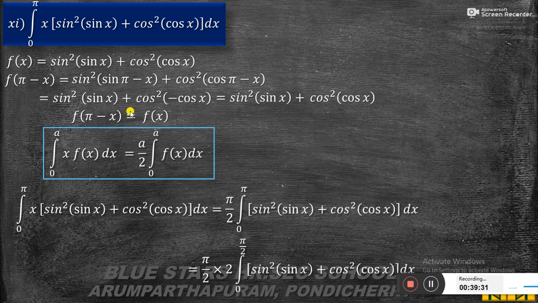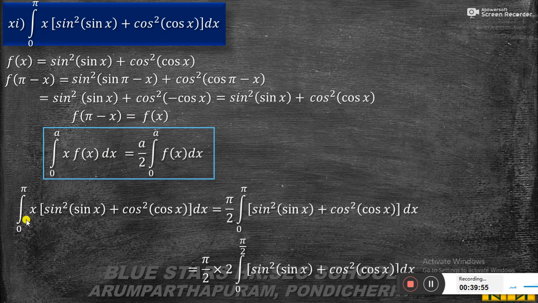So from this we take this property, integral 0 to a, only if this condition is satisfied; otherwise we cannot take this. But here in this problem this condition is satisfied, f of pi minus x equal to f of x. So I take this property: integral 0 to a x f of x dx equal to a by 2 integral 0 to a f of x dx.